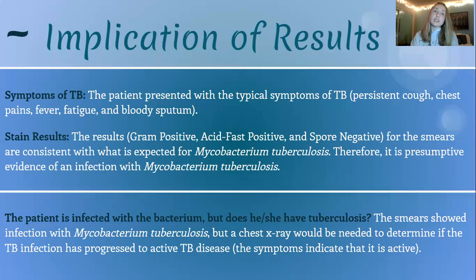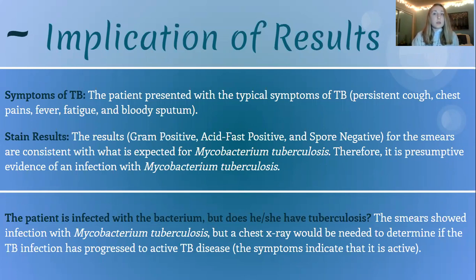So what's the implication of these results? The patient came with symptoms of TB. They were typical symptoms: the persistent cough, chest pains, fever, fatigue, and bloody sputum. And the stain results for the smears are consistent with what is expected for Mycobacterium tuberculosis. Therefore, it's presumptive evidence of an infection with Mycobacterium tuberculosis.